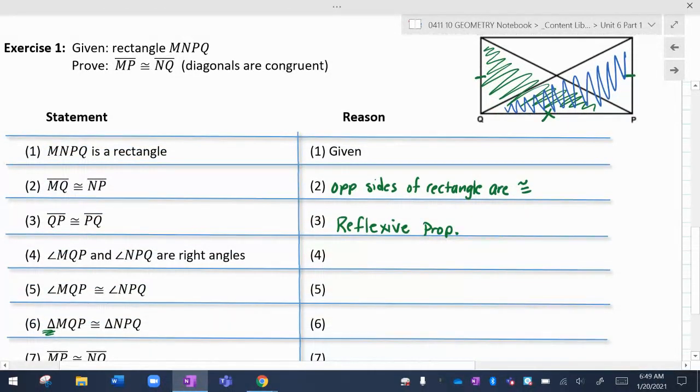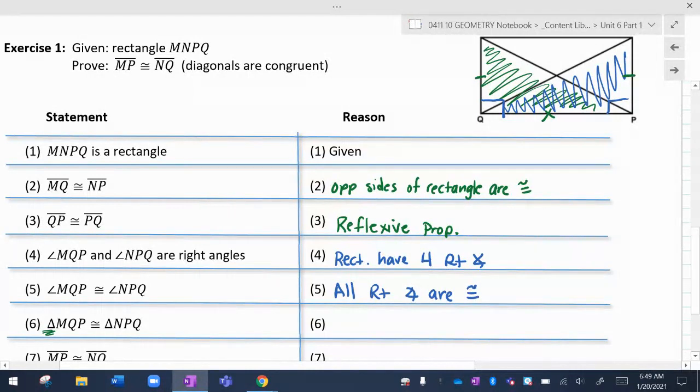Okay, I can see it. Now it says MQP and NPQ are right angles. So this thing and that thing are right angles. Well, that would be true because it's a rectangle. Rectangles have 4 right angles. And then MQP is congruent to NPQ because all right angles are congruent.